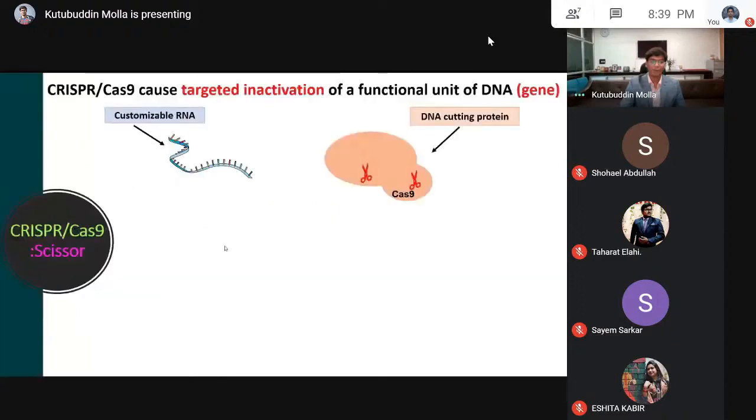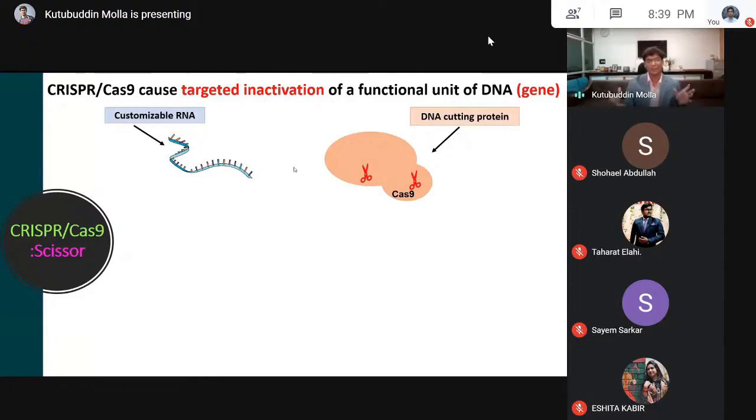Now, I know this was technically heavy, what I described, but now from this slide you will understand it in very layman's language. I try to be as simplified as possible. So how could it targetedly inactivate a functional unit of DNA?